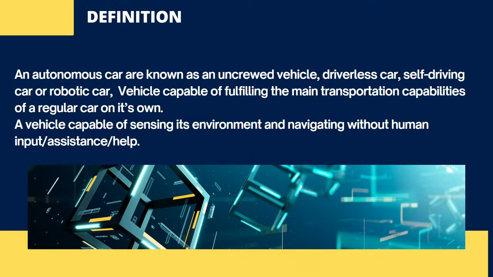Definition: what is an autonomous car, a driverless car or a self-driving car? Autonomous cars are known as uncrewed vehicles. There is no need to have a driver. It is a vehicle capable of fulfilling the main transportation capabilities of a regular car on its own. Unless it is able to do the same things as a normal car controlled by a human, it cannot be considered a fully autonomous, fully self-driving car.